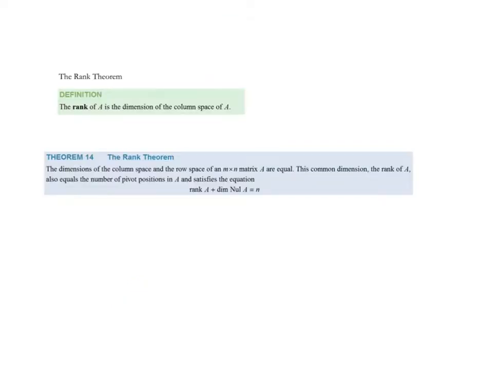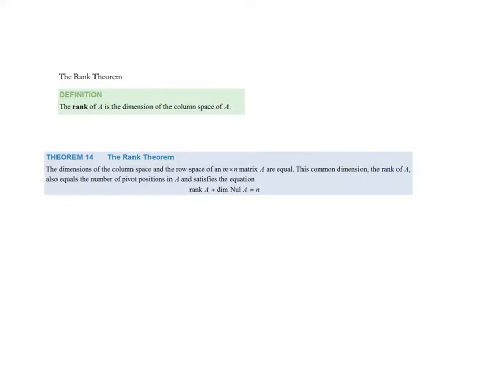All right, and now we get to the main topic of the section after we get that preliminary work out of the way, and that is the rank theorem. First, we'll define what the rank of a matrix is. It's the dimension of the column space of A. That's all the rank is. The rank of a matrix is the dimension of the column space.